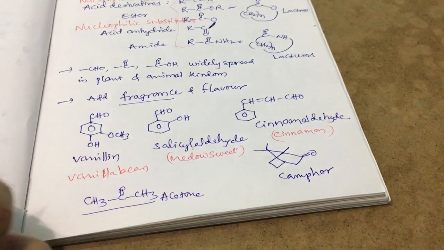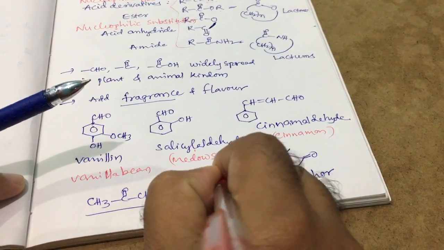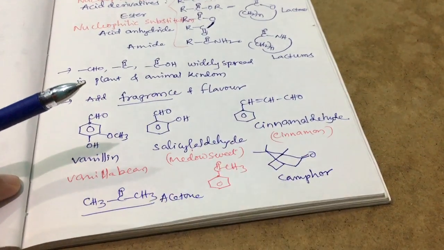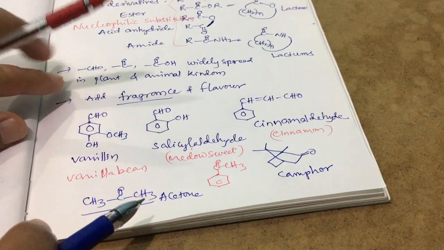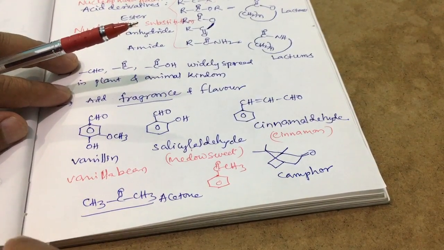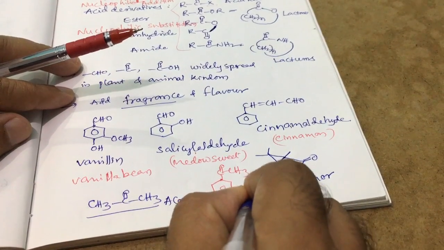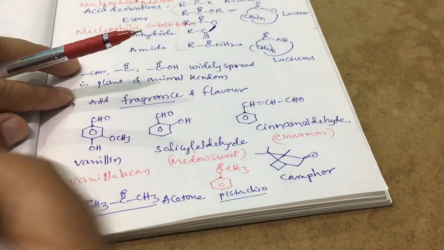And next, acetophenone also has some importance here. This is benzene and here C double bond O and CH3. This is called acetophenone. Acetophenone has a pista flavor, what you call pistachio, like it is given in the textbook somewhere. Nothing but pista flavor.